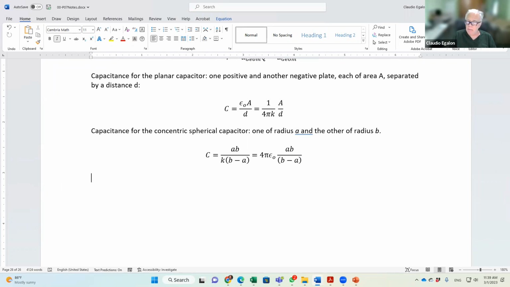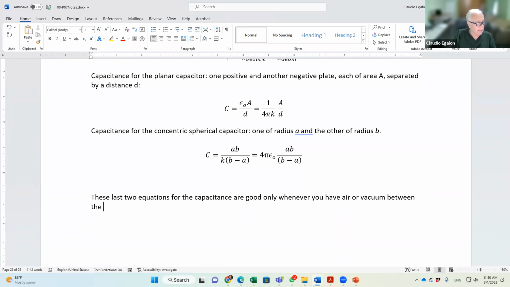Concentric capacitors and dielectrics. These equations for the capacitance, these last two equations, are good only whenever you have air or vacuum between the conductors.